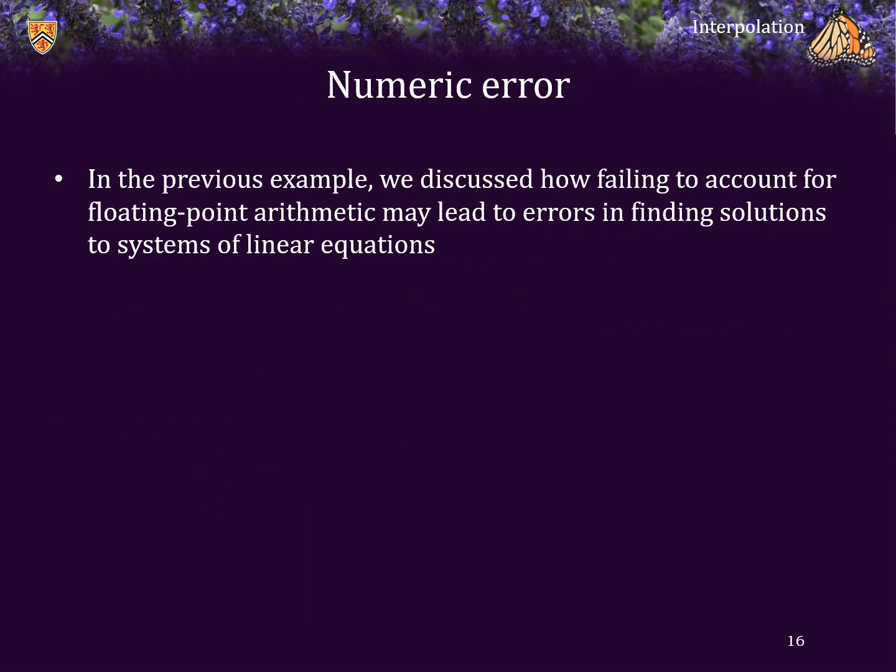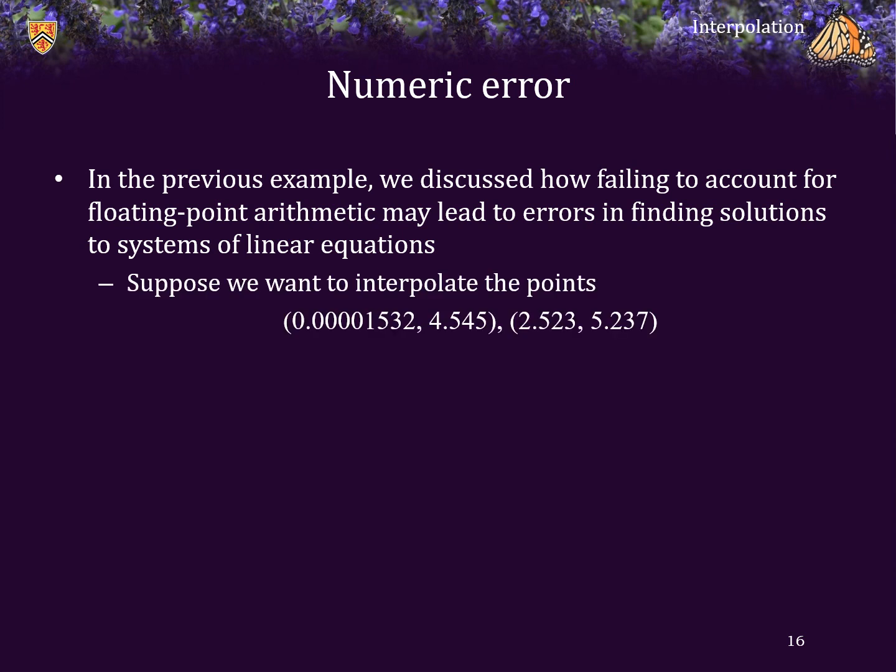Now, in the previous topic on linear algebra, recall that we discussed how using simple Gaussian elimination and backward substitution with floating point numbers may lead to errors, and so instead we introduced Gaussian elimination with partial pivoting. Well, we can actually see the problem right here.